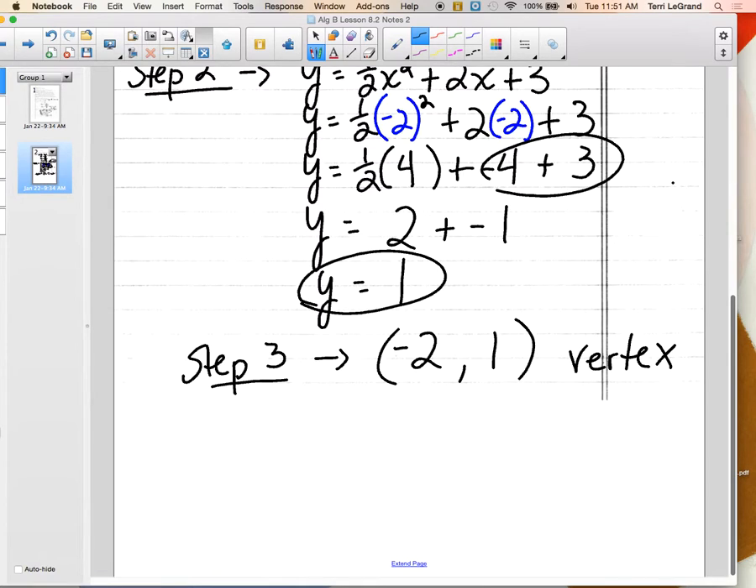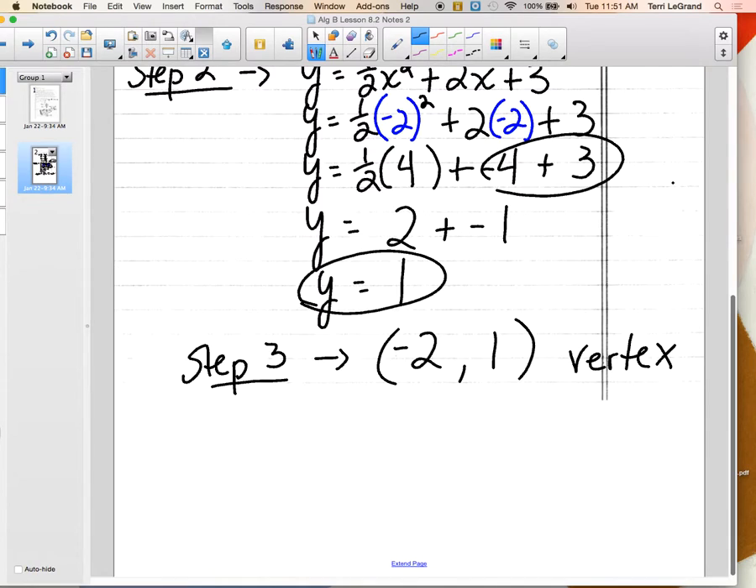Okay, does this one open up or open down? Down. Why is it open down? Because x is equal to -2, it's less than 0. What's the a value? 1/2. Is that less than 0? It's a little bit more than 0, so it's positive. Will it really open down? No, it will open up.